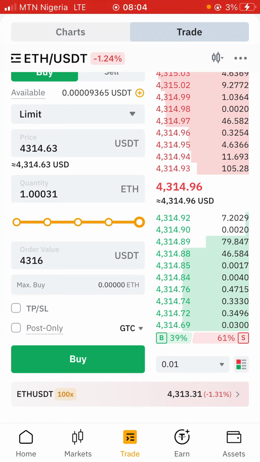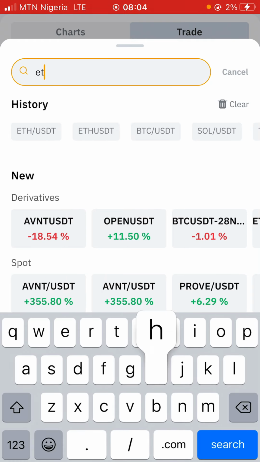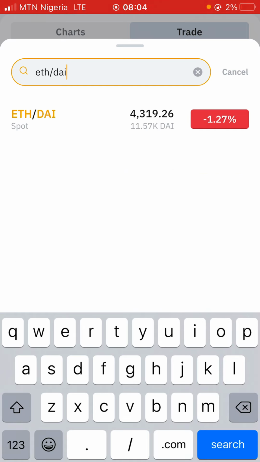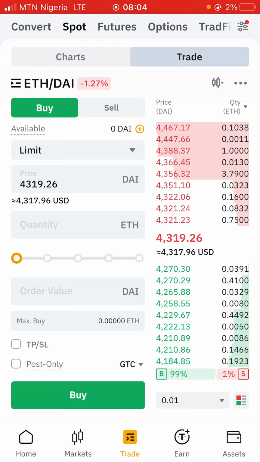Okay, so next thing you have to do is to come right here again, and you search for your ETH slash DAI, that is DAI. Right, so look at it here now. Boom, you come here, you can see that the current price of it is 4,319. So this is already giving you a profit.